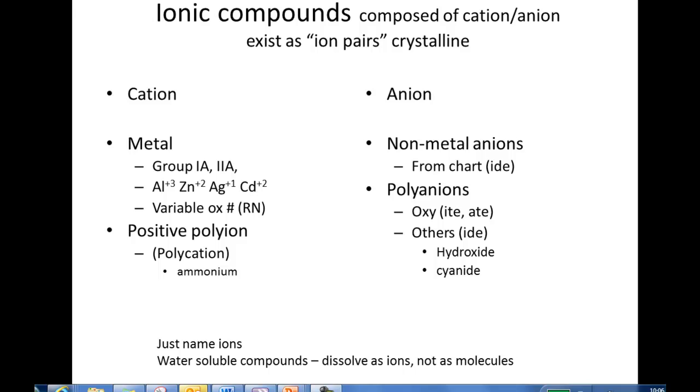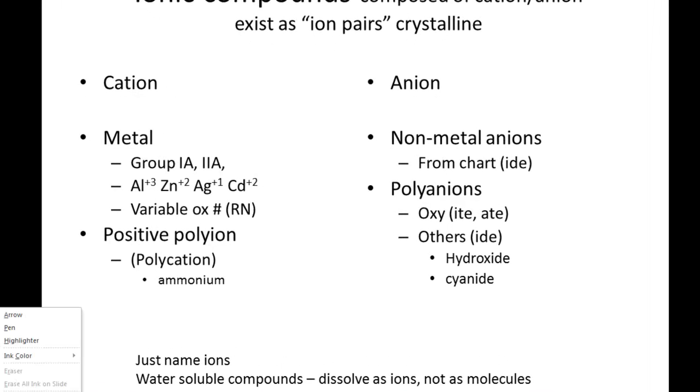Using polyatomic ions in making formulas for salts or ionic compounds. Ionic compounds are going to be composed of cations and anions. The cations are the positive ions, and they can be metals from group 1A or 2A, which will always have either a +1 or a +2 charge. Aluminum will always have a +3 charge. Zinc, silver, and cadmium ions have either a +1 or a +2 charge, as noted here.